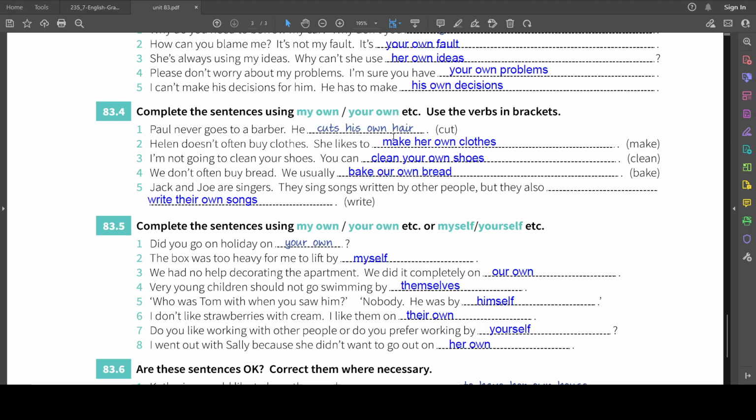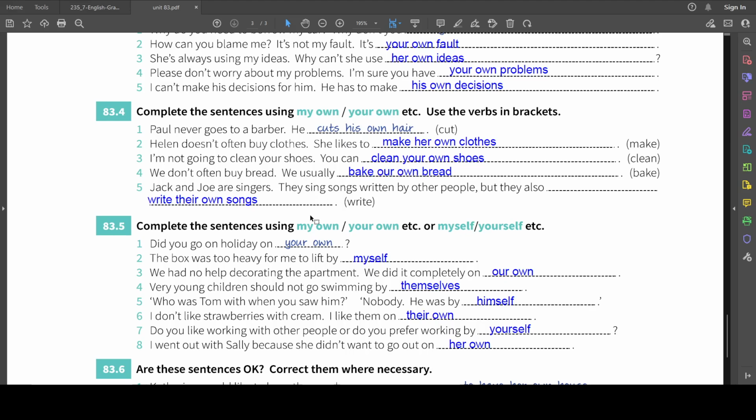It's a verb like make, clean, bake, follow, and a possessive adjective like her, yours, and the word own, and the object, the thing. In this case, clothes, shoes, bread, songs. So, the next one: We don't often buy bread. We usually bake our own bread.